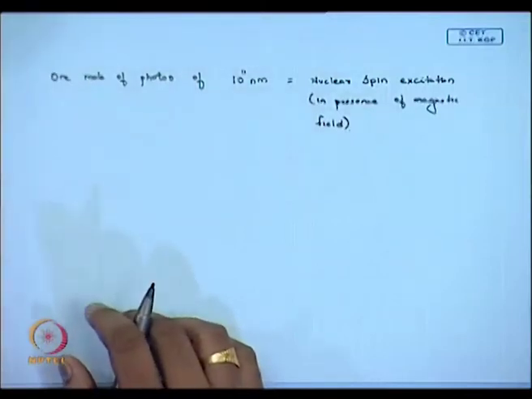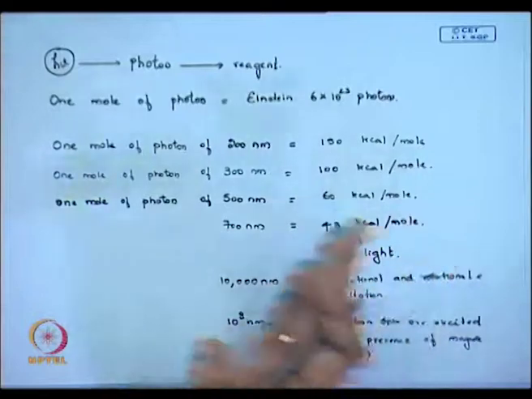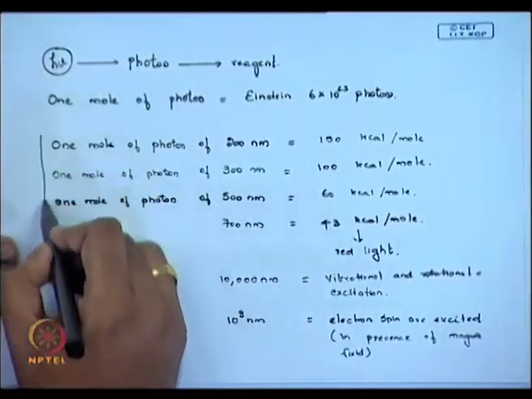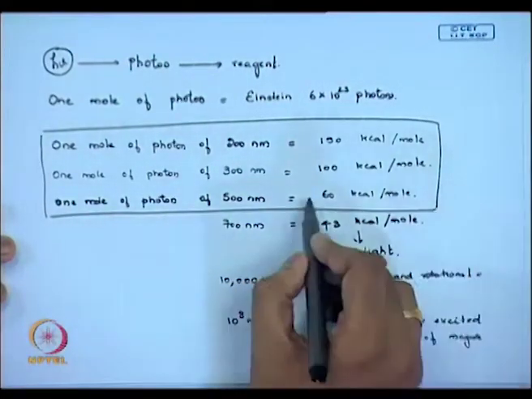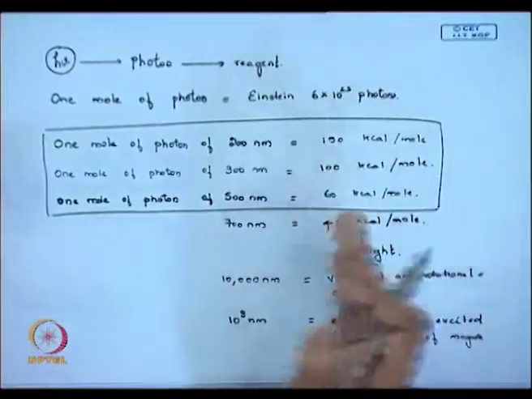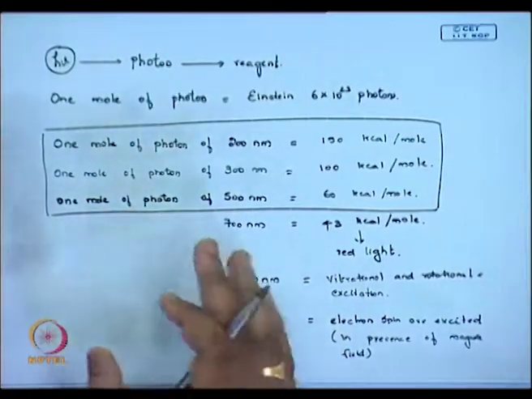So, in photochemistry we are going to concentrate mostly up to 500 nanometers. You see most of your organic photochemistry happening in this region, except a few at 60 kilocalories, but most of your chemistry happens from 200 to 400, 450 nanometers. Now the next question that comes to your mind is how we are going to get 200 nanometer light, 300 nanometer light and 500 nanometer light.